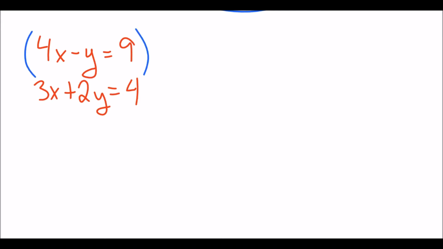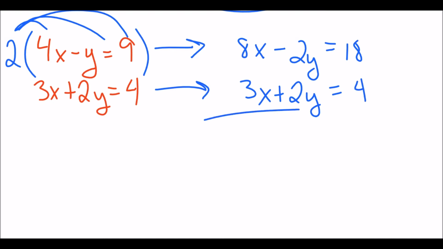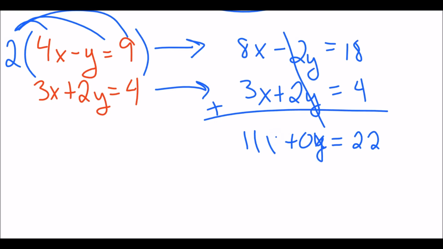I'm going to multiply the entire thing by 2, because if we multiply the entire equation, then we're technically keeping the equation the same. So this is going to give us 8x minus 2y equals 18. This is our friend the distributive property, and we're distributing there too. Then we can just bring the other equation right on over, 3x plus 2y equals 4, and now we can add these equations together. The y's cancel out, and we get 0y, and 11x.